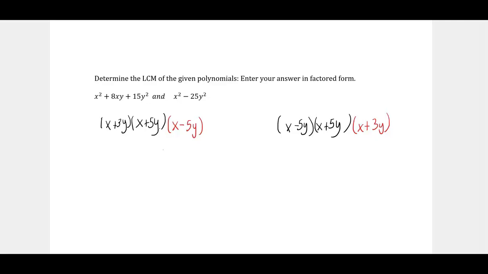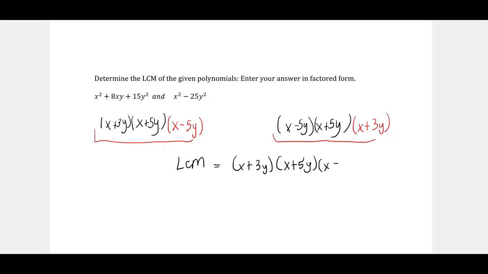Compare both sets of factors now. And we see that both sets of factors have an x plus 3y, an x plus 5y, and an x minus 5y. This gives us our least common multiple, which is x plus 3y times x plus 5y times x minus 5y.